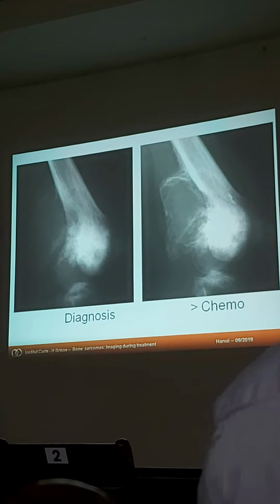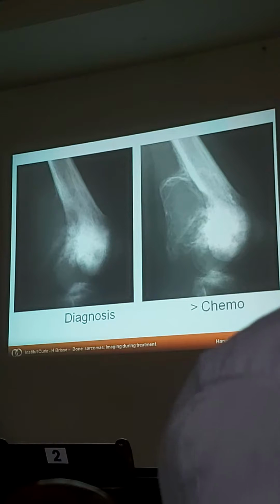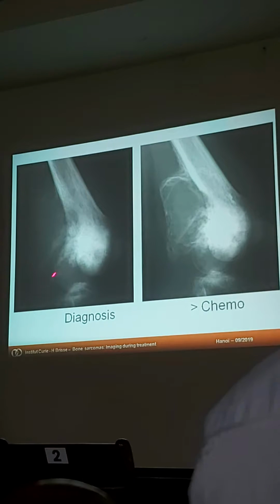But hopefully, fortunately, this situation is relatively rare. Most of the time, you have a decrease of the tumor during the treatment. And most of the time, you see this kind of evolution. So this is the image at diagnosis, typical osteosarcoma with the calcified matrix of the tumor, the involvement of the soft tissue, bone destruction, typical pattern.